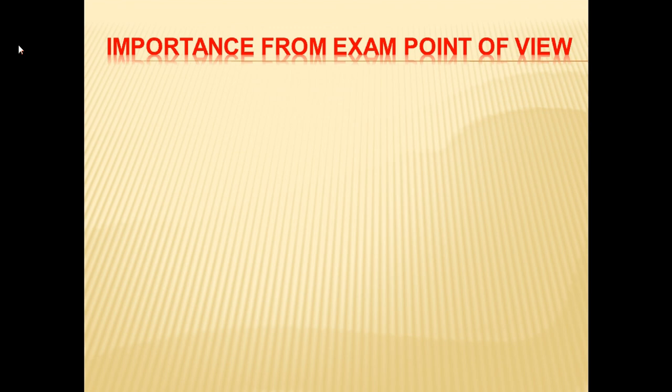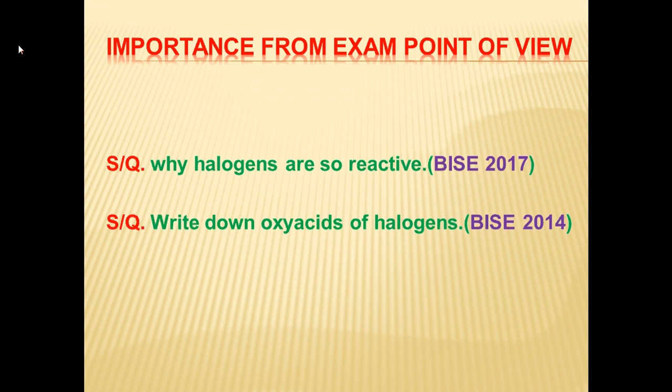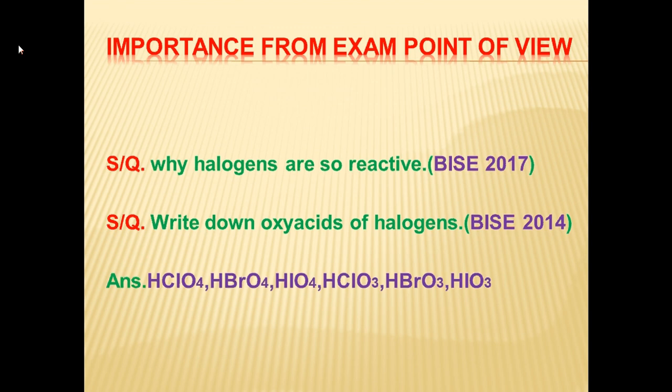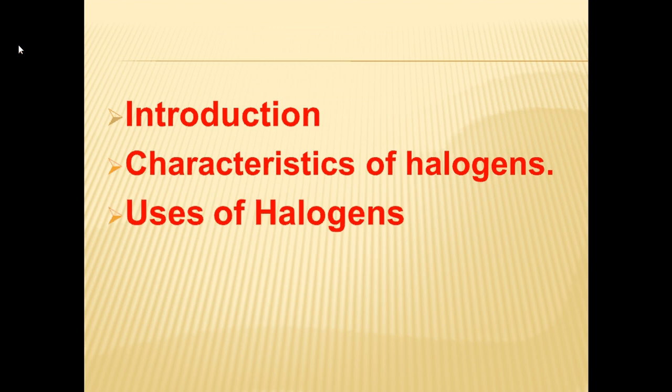The following two short questions appear in annual BIEC exam 2017 and 2014. Now let's start this topic. This topic includes introduction, characteristics of halogens, uses of halogens, and assignment. We are going to start from introduction.